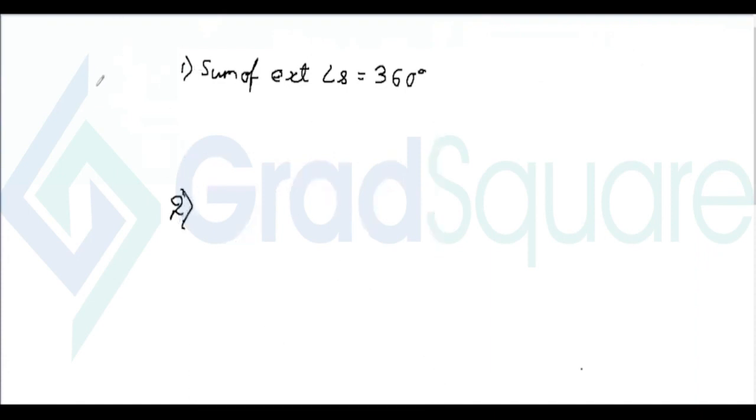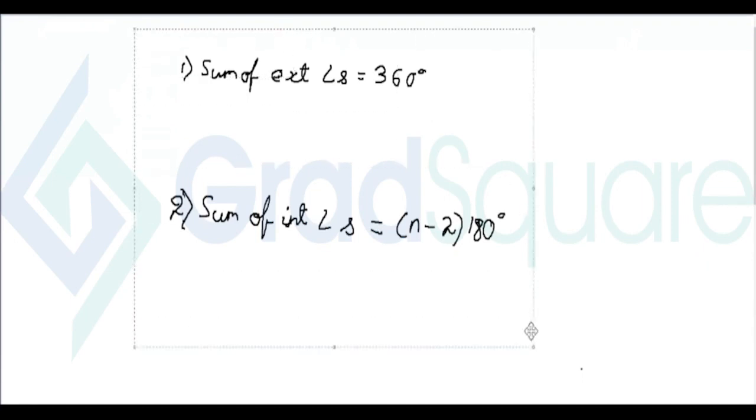The second fundamental property in polygons is, of course, we have the sum of exterior angles, so we'll also have the sum of interior angles. The sum of interior angles is equal to (n minus 2) times 180 degrees, where n is the number of sides of the polygon. Okay, so these are the two basic properties that we have to remember as far as polygons are concerned. Now, based on lengths of sides, polygons can be classified into broadly two types. You can either have regular polygons or you can have irregular polygons.